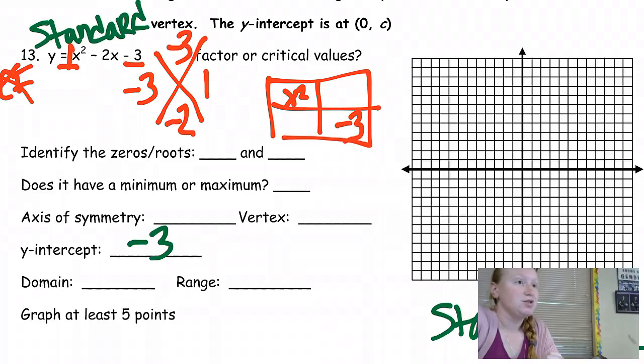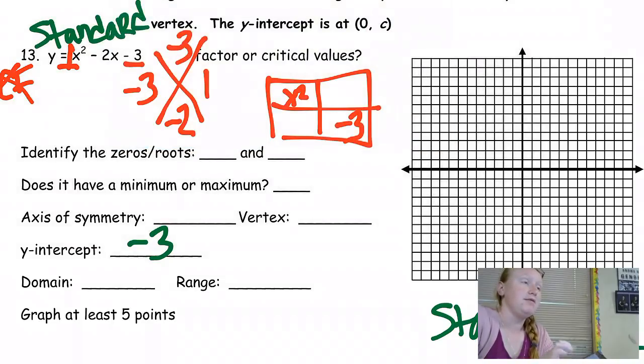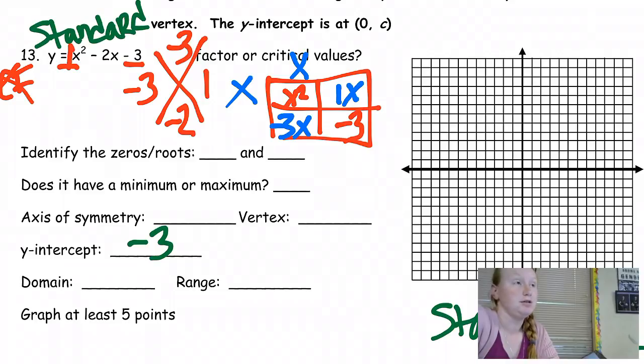Okay, so as I identify my roots, I need to go through making my box. I made my x in my box, and I have -3, and I have +1. So this is going to become a 1x and a -3x. I almost always put x and x on the outside. I check to make sure that I don't need something extra. I don't, it's just the x squared by itself. X times 1 makes 1x, x times -3 makes -3x. So this allows me to get my factored form.